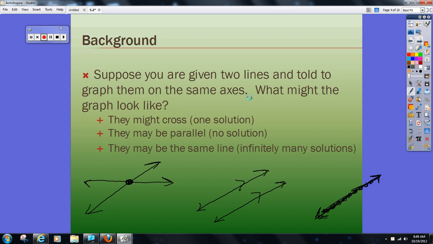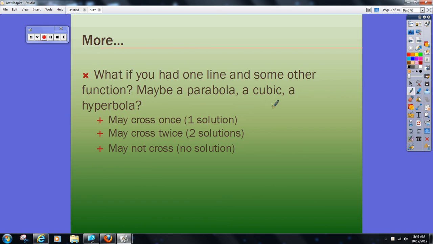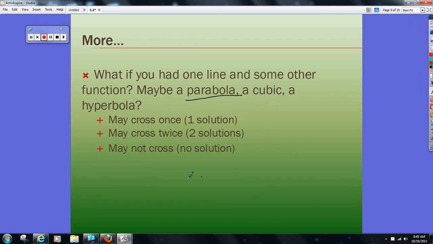That's just lines. What if I had a line and some other function, like a parabola? Let's talk about that. I have a parabola and I have a line. What could happen? If it goes through here, it can touch twice.